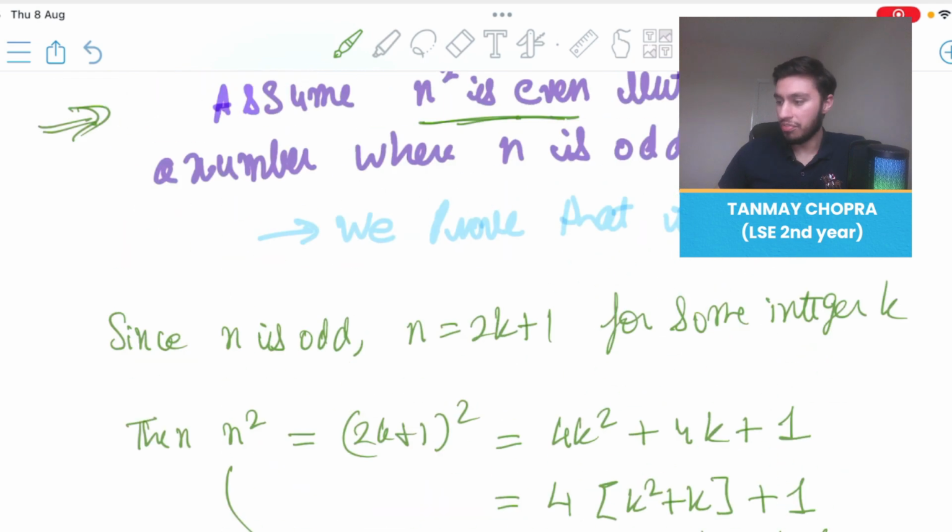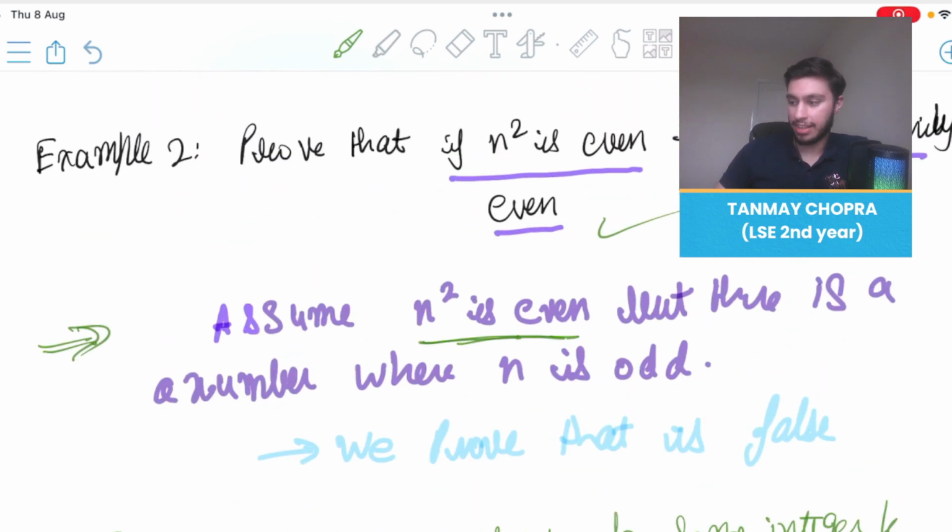So now we have proved the original statement that if n squared is even, n is necessarily even. We have proved that there cannot be a single number where n squared is even but n is odd. Such a number does not exist. That's what we have proved. Okay? Hopefully you now understand proof by contradiction.